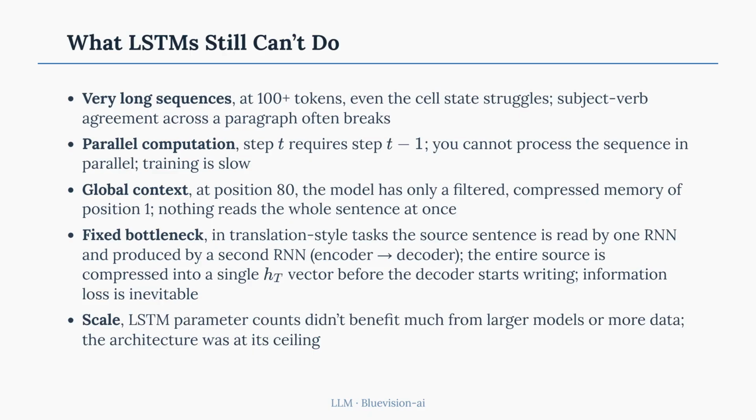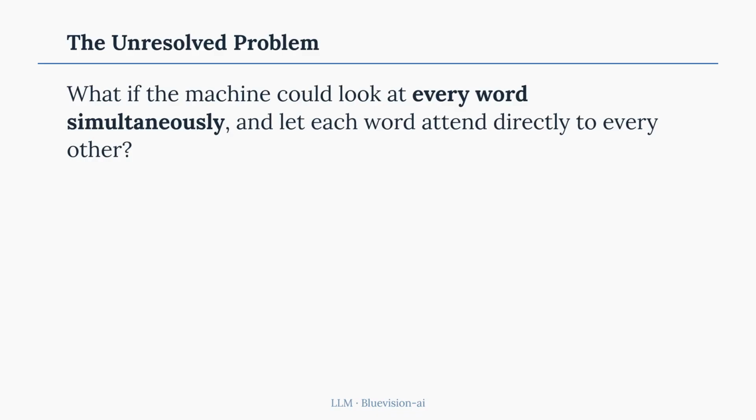And scale. When researchers started training much larger models on much more data, the transformer scaled beautifully. Performance kept improving. LSTMs didn't. The architecture had hit its ceiling. We've improved the situation. LSTMs can handle 50 to 100 tokens. That's real progress compared to basic RNNs. But the fundamental constraint remains. We process sequences sequentially, one step at a time.